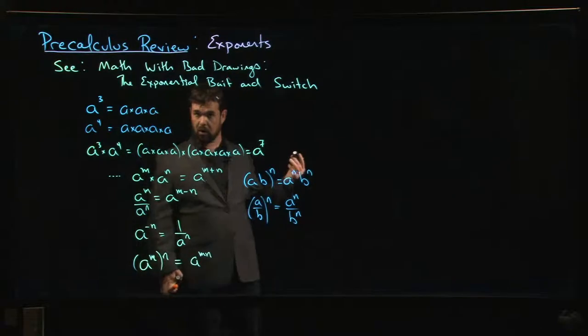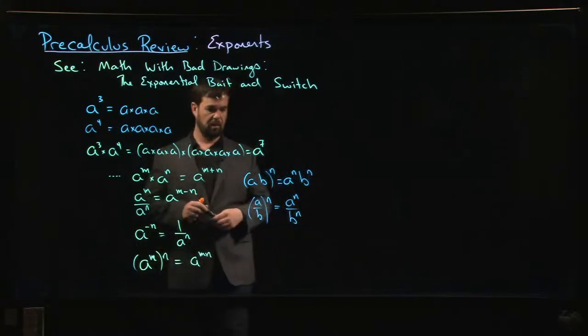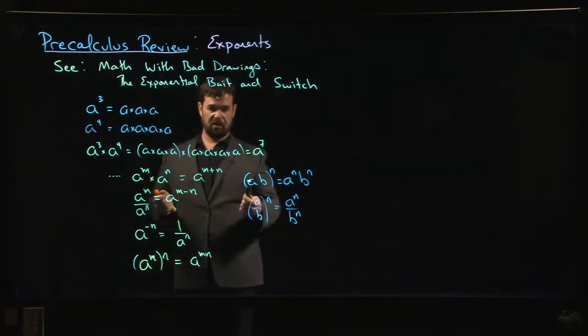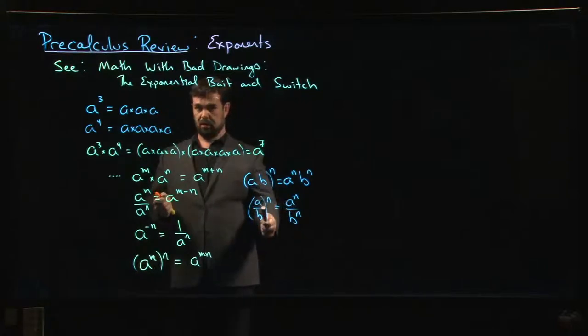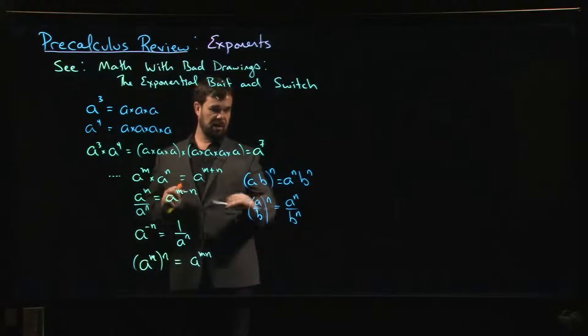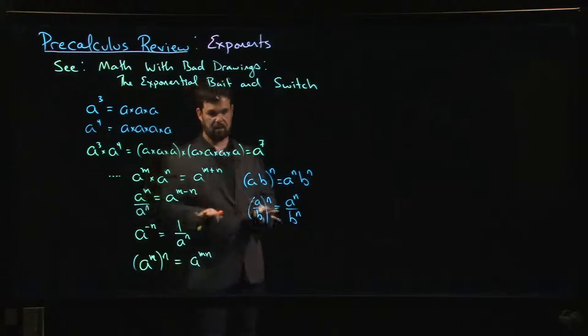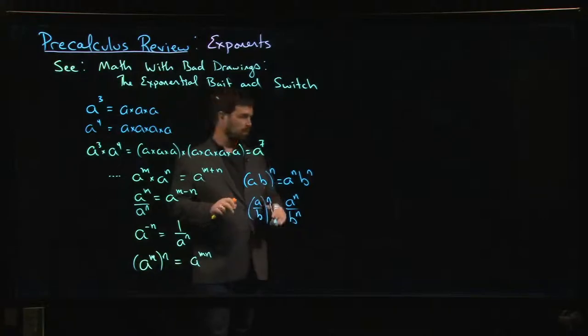If you were doing another course, let's say like linear algebra, where you're dealing with, say, matrices, where the order of multiplication does matter, you've got to be careful about these things. But we're doing calculus, we're working with real numbers, so it's okay. We have these rules, they work. All right, so we can play with those.